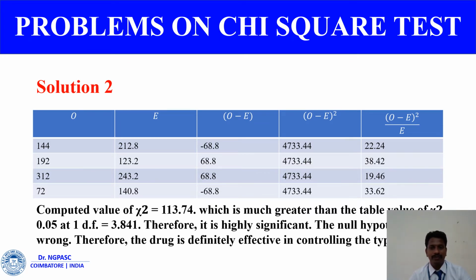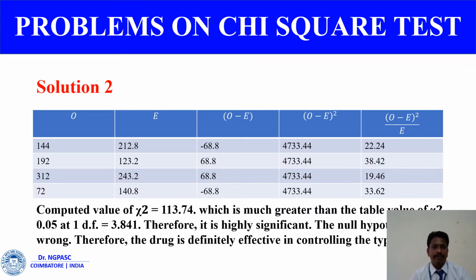So 22.24. Next, 4733.44 divided by 123.2 is equal to 38.42. Observed frequency minus expected frequency whole square divided by E. 4733.44 divided by 243.2 equals 19.46. 4733.44 divided by 140.8 equals 33.62.